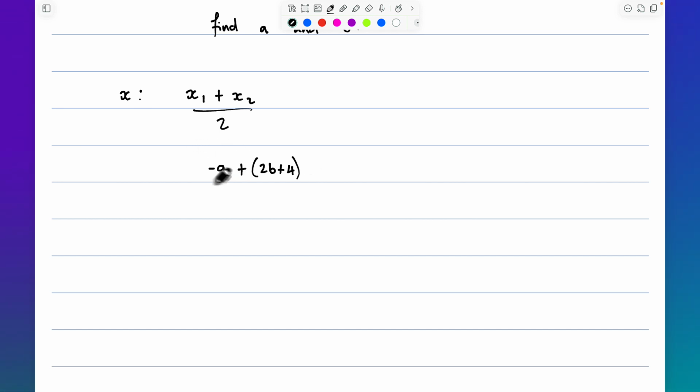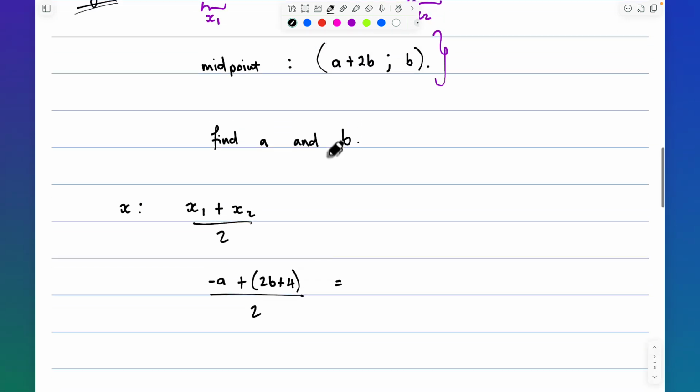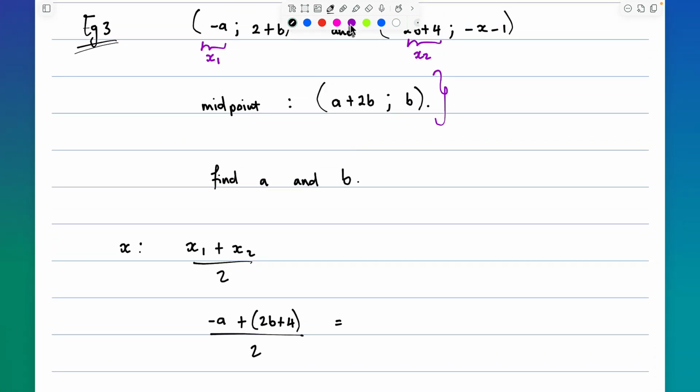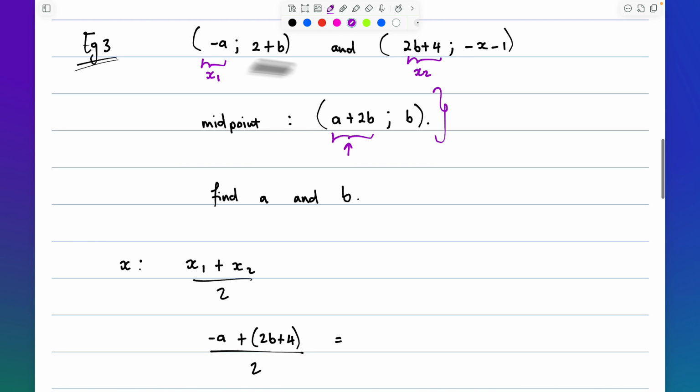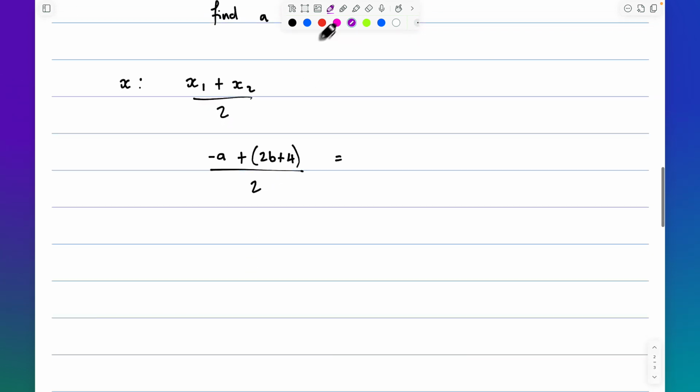So all right, you add the 2 and then you divide by 2. This would give you the midpoint of your x. The x coordinate of your midpoint, which is this point over here, right? So doing this should give you a plus 2b.